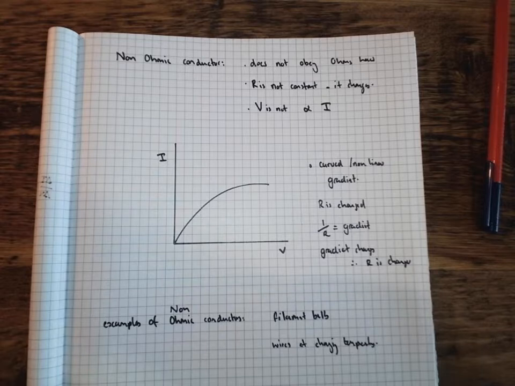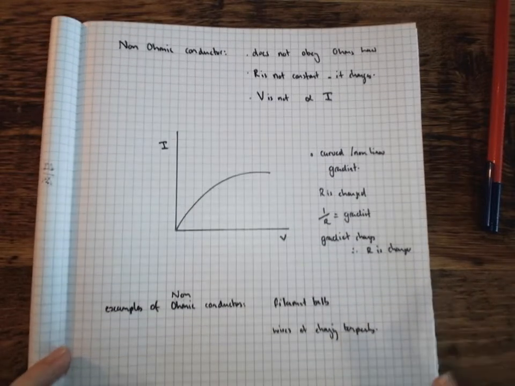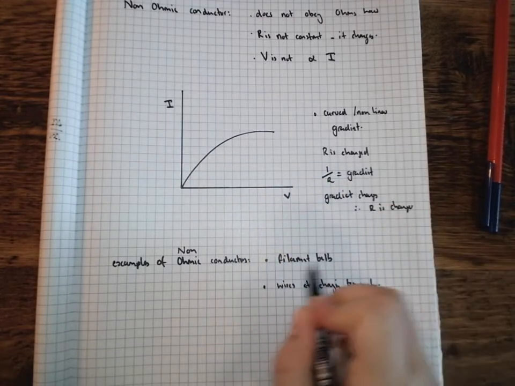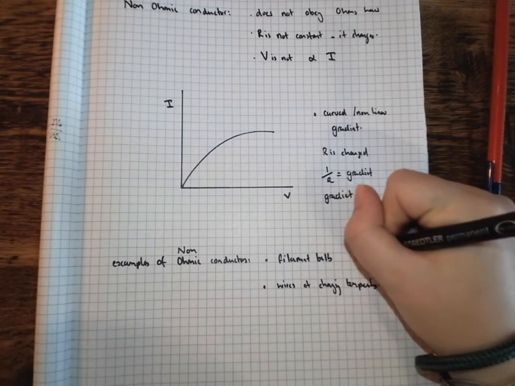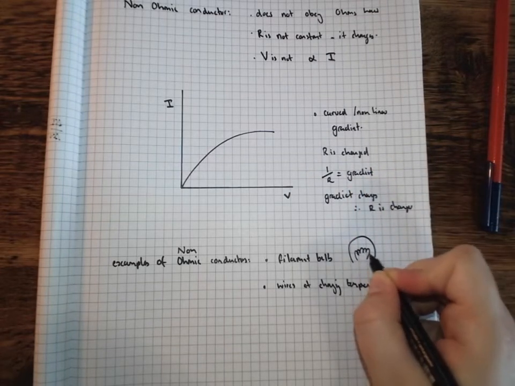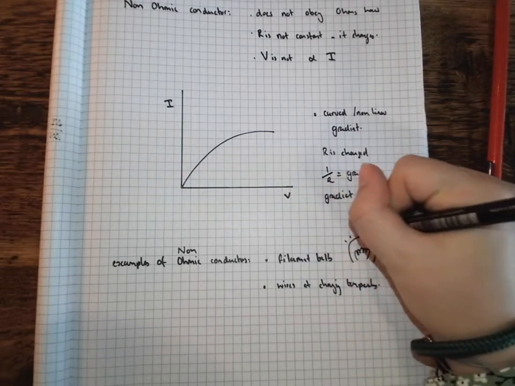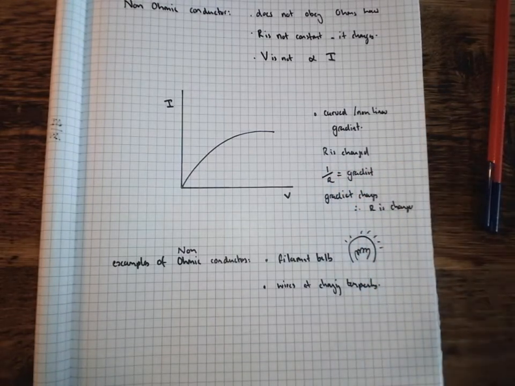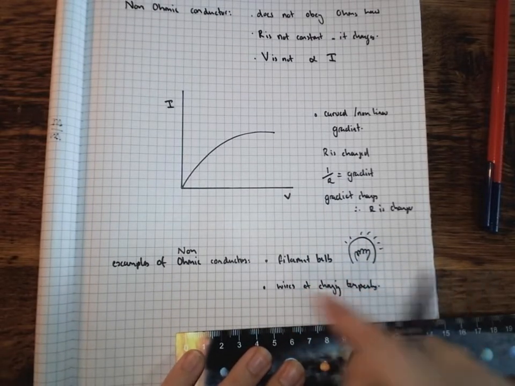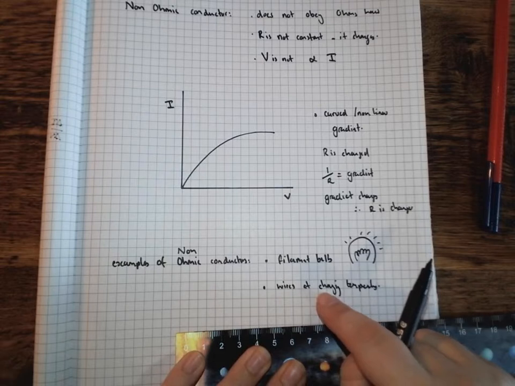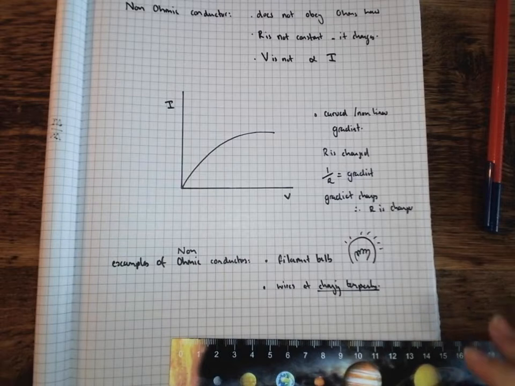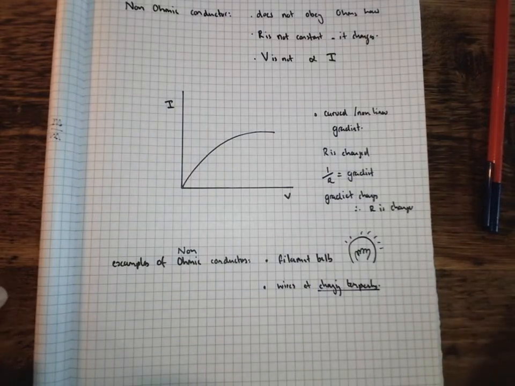Some examples of non-ohmic conductors: the main one that we have used in class is the filament light bulb. The filament is inside the light bulb, and as current goes through, that wire heats up, which means we get a changing resistance. Or if I had wires at changing temperatures, so if I left that wire on and let it heat up, it's going to stop being ohmic and start becoming non-ohmic. So wires at a changing temperature are also examples of non-ohmic conductors.